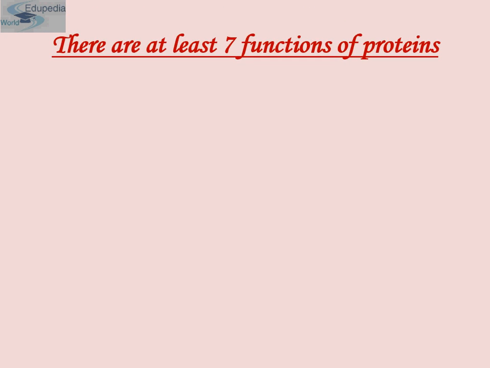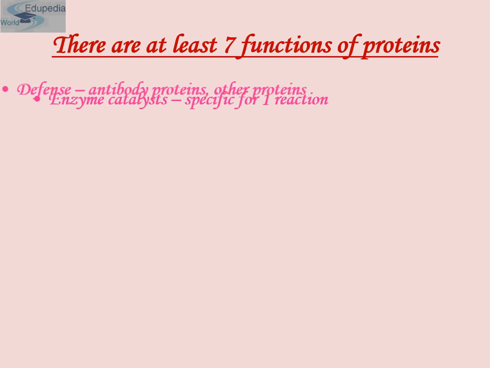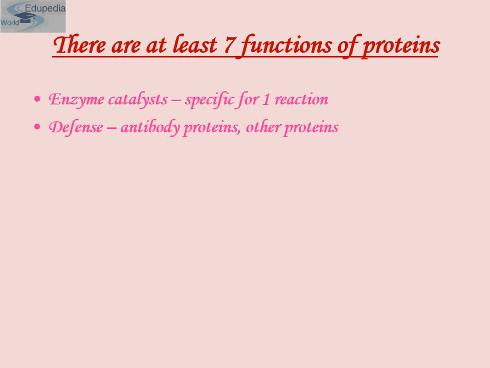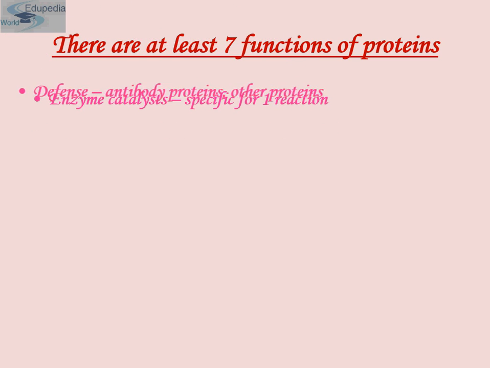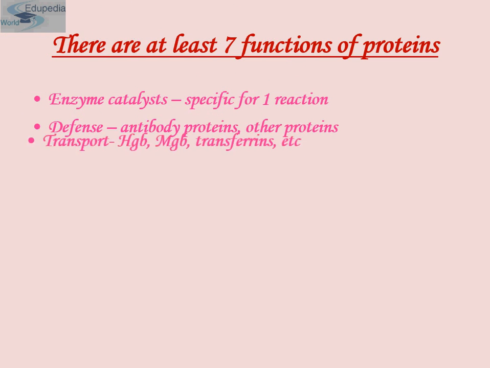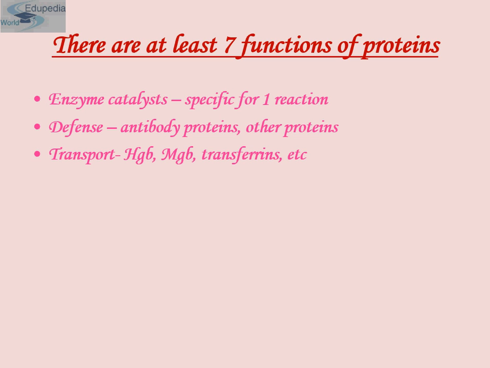There are at least 7 functions of protein all in all. Enzyme catalyst: they act as an enzyme catalyst, which is specific for only one reaction. Second is defense, such as antibodies and other proteins. The third is transportation. They help in transportation, such as hemoglobin and myoglobin, transferrin, etc.